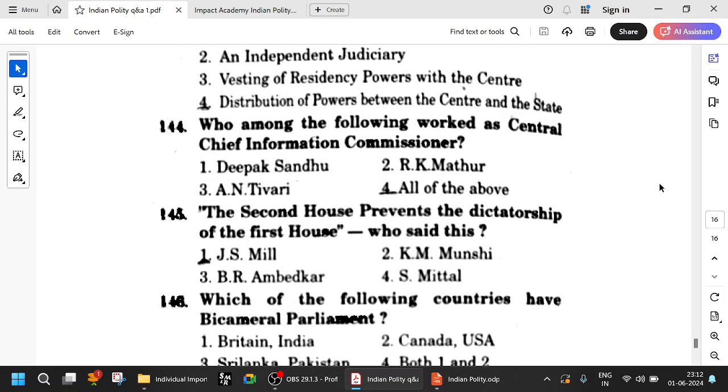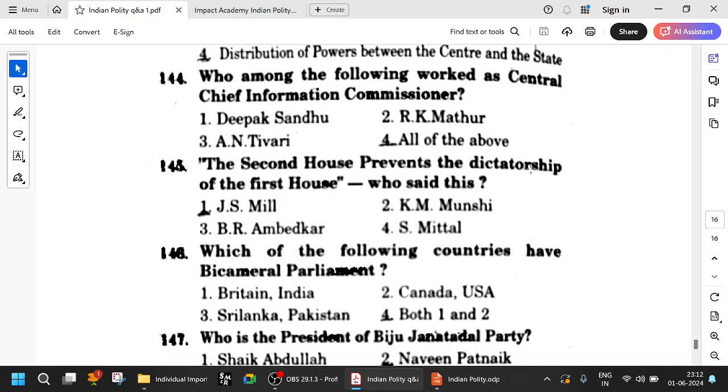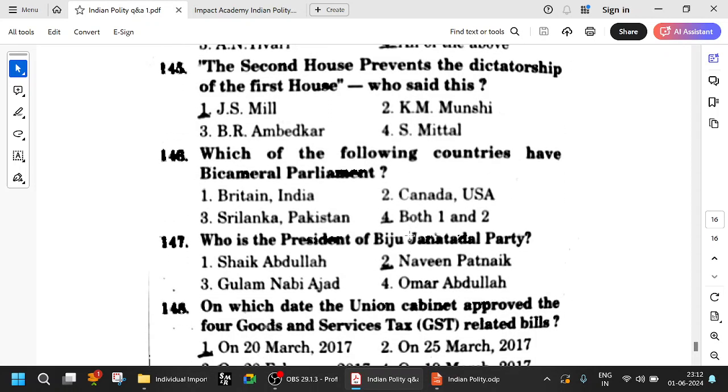Among the following, who worked as Central Chief Information Commissioner? Deepak Sandhu, Tiwari, R.K. Mathur, all these people. It is said by J.S. Mill that the Rajya Sabha should be there to prevent the Lok Sabha from becoming a dictatorship. Which of the following countries have a bicameral parliament? Bicameral is basically Lok Sabha and Rajya Sabha, upper house and lower house. In USA, Canada, Britain, everywhere there is a bicameral parliament.